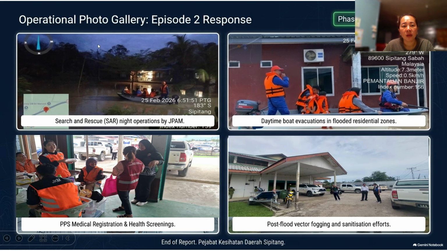So these are a few photos from the Episode 2 flood. This slide shows some of the operational activities, including search and rescue, the boat evacuation, medical registration, and health screening at PPS, as well as post-flood vector control and sanitation activity.